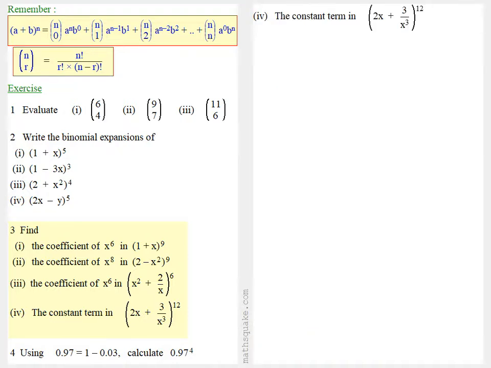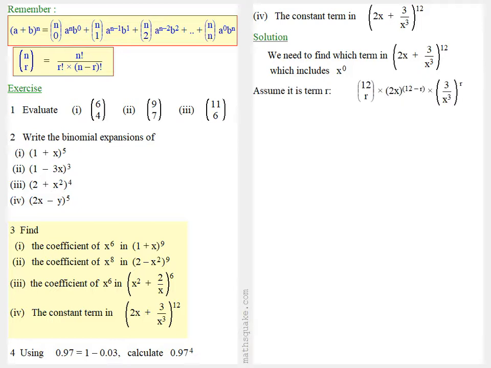In question 3 part 4, we're asked to find the constant term in (2x plus 3 over x cubed) all to the power 12. Now to solve this, we need to find which term in (2x plus 3 over x cubed) to the power 12 includes x to the power 0. So let's assume it's term r, which is 12Cr times (2x) to the power 12 minus r times (3 over x cubed) all to the power r. And if we just consider the parts of that expression that include the letter x, we've got x to the 12 minus r times (1 over x cubed) to the power r is equal to x to the power 0.